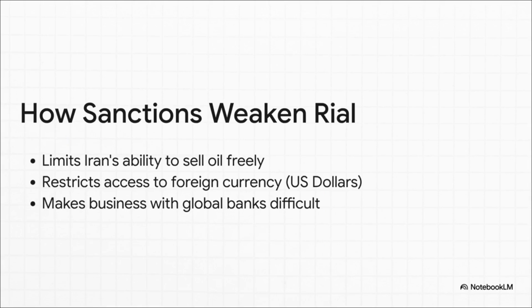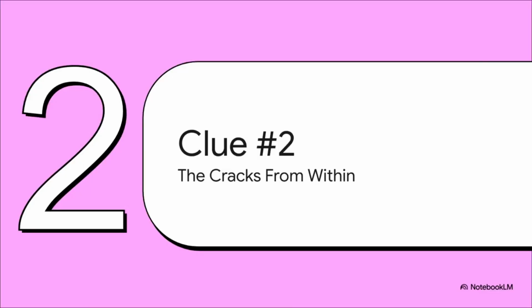Okay, so how exactly do these sanctions hit the rial so hard? Well, it pretty much all comes down to oil. Oil is Iran's main export, and it's sold for US dollars. But sanctions, they choke off that flow of dollars. And when you can't get your hands on the world's main currency, the value of your own currency just plummets. It's basic supply and demand, really. So that's the outside pressure.